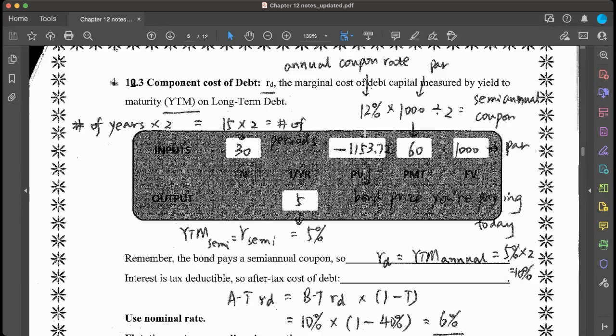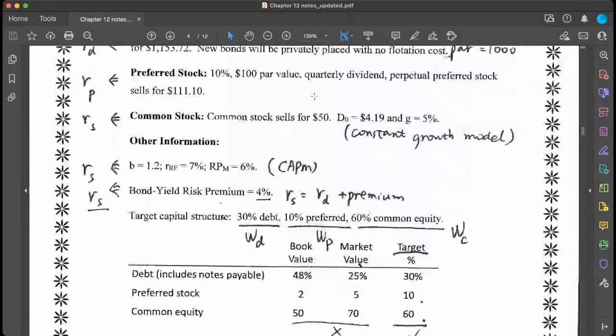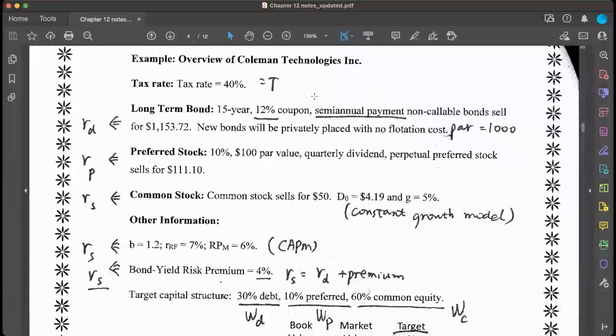So the first component cost of debt, RD, is the marginal cost of debt capital, measured by yield to maturity, YTM, on long-term debt. Okay, so we already learned how to calculate this before in the bond chapter. Now we're just reviewing or using the skills we learned on this example. As provided by this example, we know that this firm, Goldman Technologies, has a long-term bond, which is 15-year, 12% coupon, semi-annual coupon payment, non-callable bond, selling for 1153.72. No flotation cost, par is 1,000. So now we want to solve for RD.